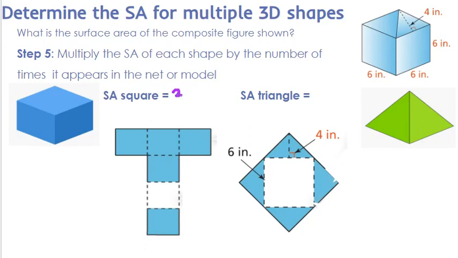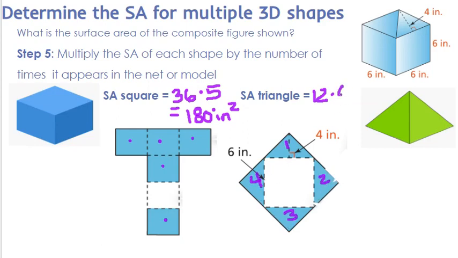So each one of our squares has a surface area of 36, but we have 1, 2, 3, 4, 5 squares. So we're going to multiply that by 5 to represent the surface area for each of the 5 squares. And we have a total surface area of the squares of 180 inches squared. Then for our triangles, each having a surface area of 12, we're going to multiply them by 1, 2, 3, 4 to give us a total surface area of 48 inches squared from the triangles.